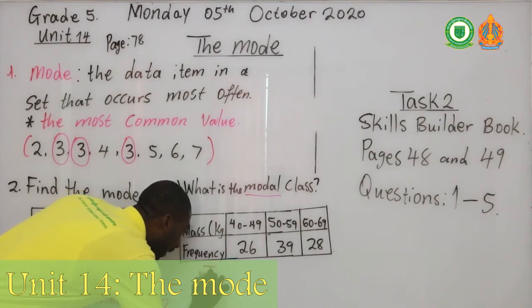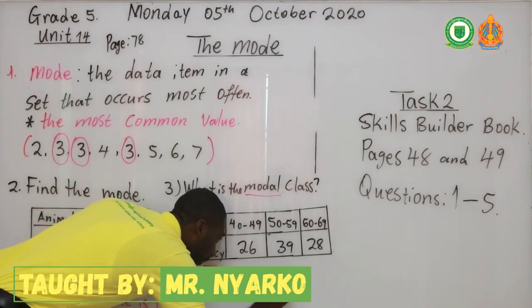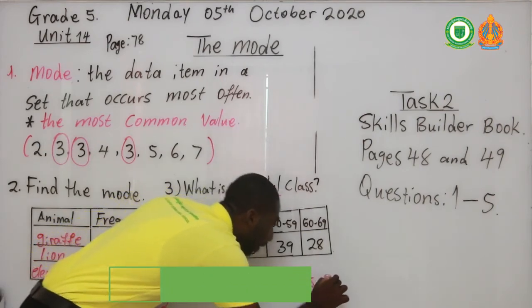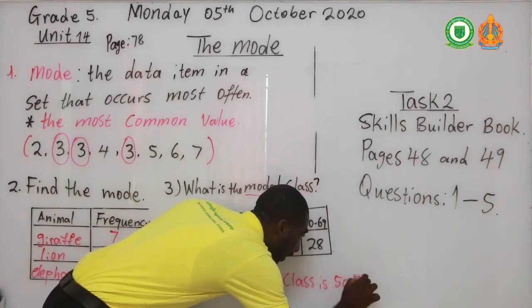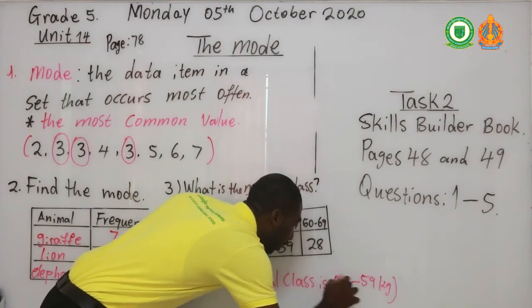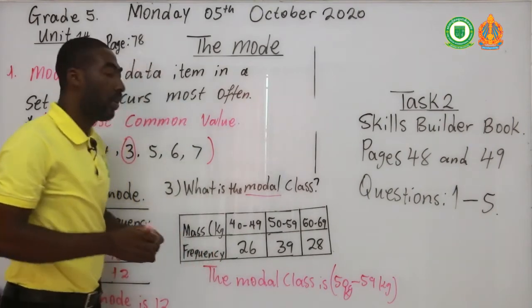So the modal class is 50 to 59 kg, okay? So you can add your kg over here.